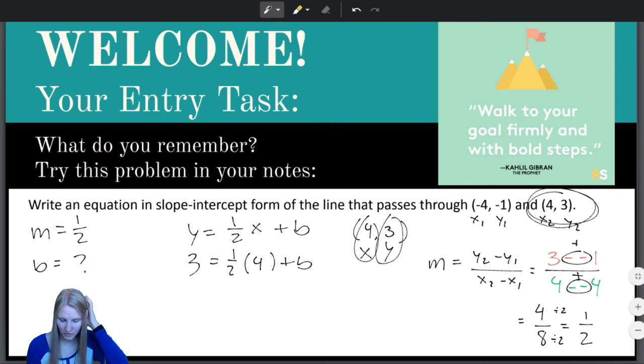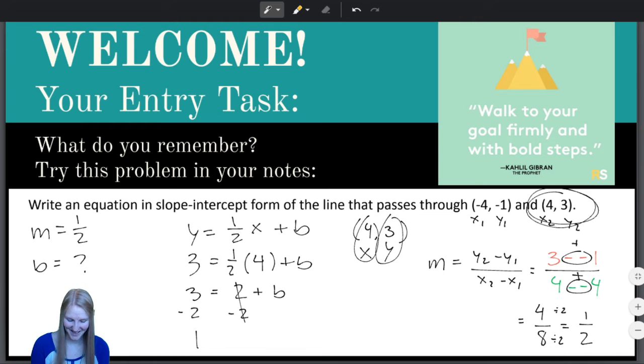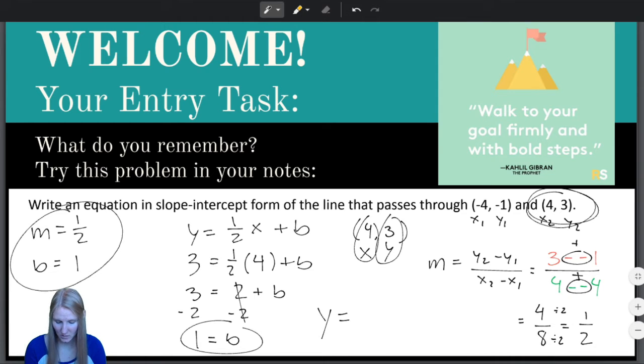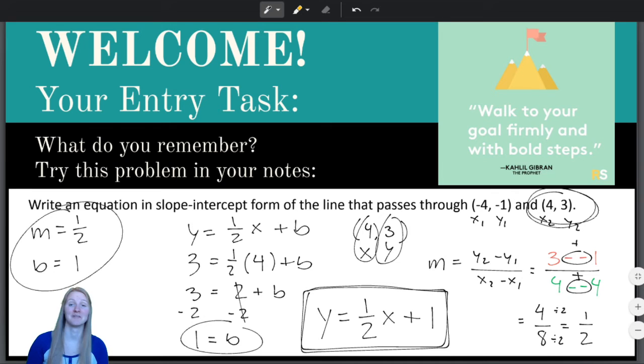Okay, so 3 equals 1/2 times 4 plus b. What is 1/2 of 4? 2. So we have 3 equals 2 plus b, minus 2 on both sides. 3 minus 2 is 1. So that makes b equal to 1. And now we know what m is, we know what b is, so we have y equals 1/2 x plus 1. And there you go. We are done.